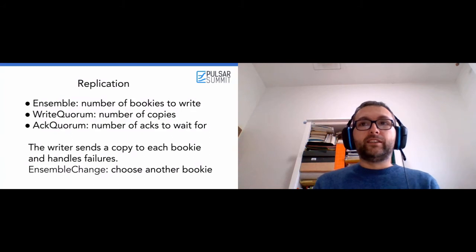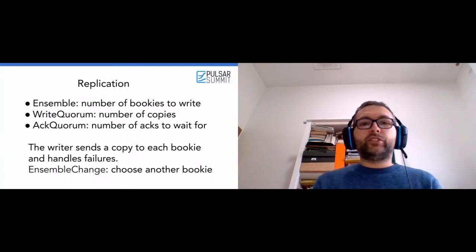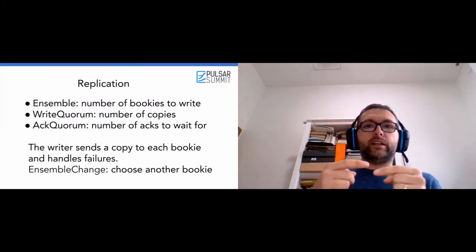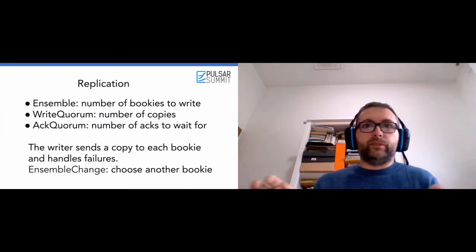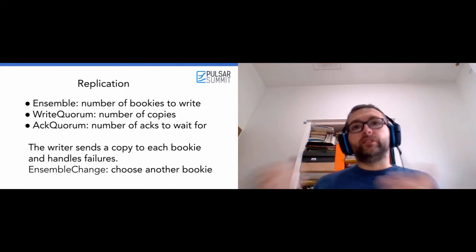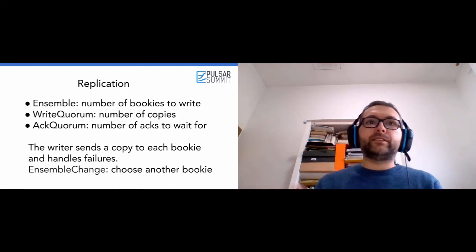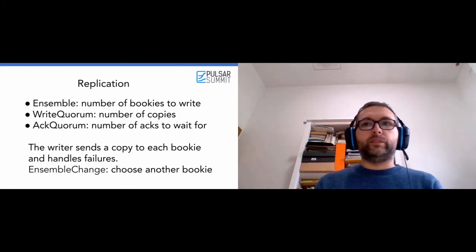You can see this other word in BookKeeper, ensemble change. That's simply you choose another bookie, because when you're writing, a bookie fails, and then automatically and in a totally transparent way, the system chooses another bookie if it is available, and the writer can continue writing seamlessly.